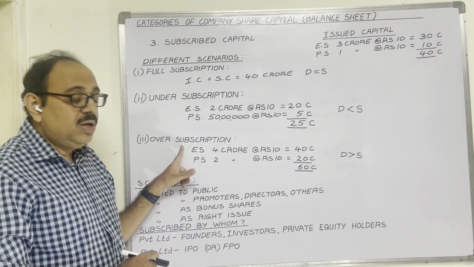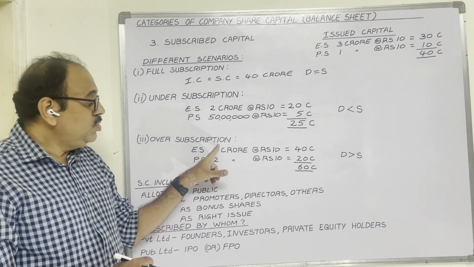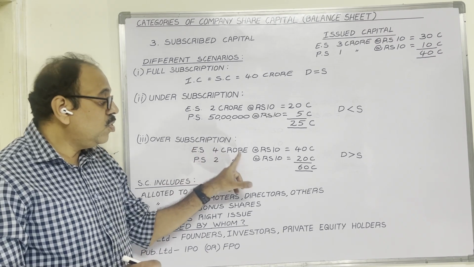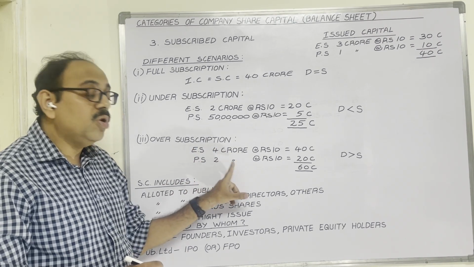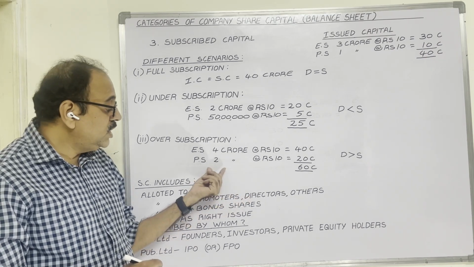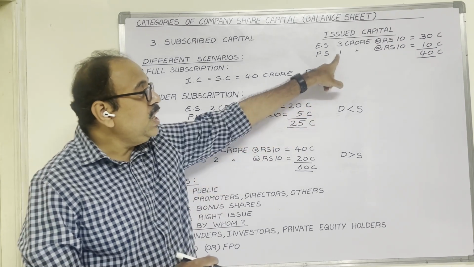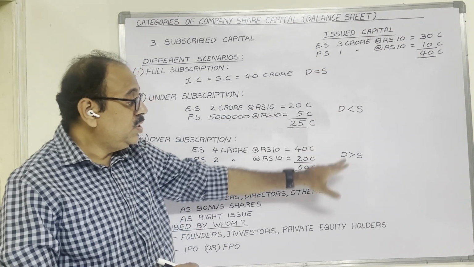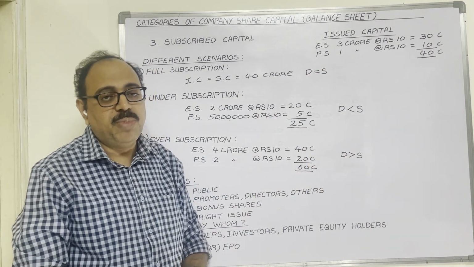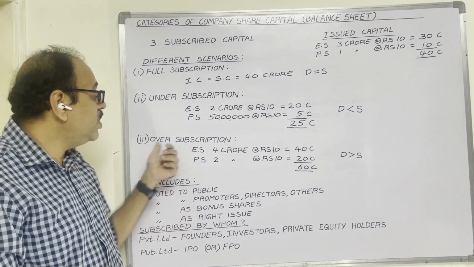Third possibility, over subscription. Assume the public applied for 4 crore equity shares and 2 crore preference shares. So demand is for 6 crore shares, but supply is for only 4 crore shares. So here demand is more than the supply. This is known as over subscription.